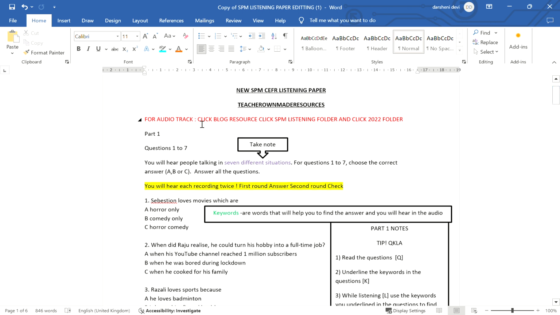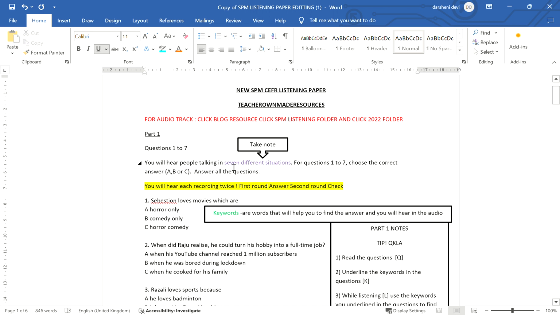So let's look at part 1 first. We will focus on part 1. Part 1 is questions 1 to 7. So we read this first, okay? We always need to read this and then we need to take notes.